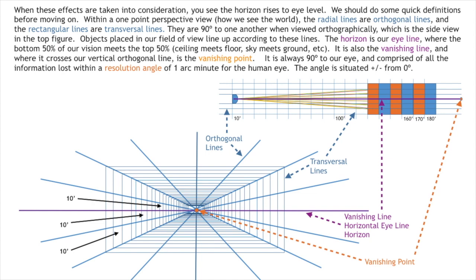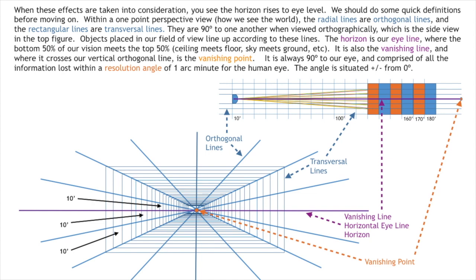With a one-point perspective view, which is how we see the world, the radial lines are called orthogonal lines, and the rectangular lines are transversal lines. And they are 90 degrees to one another when viewed orthographically in that top right diagram, which is kind of a side view. So we've outlined which ones would be transversal lines and which ones would be orthogonal lines. Objects placed in our field of view line up according to these lines.